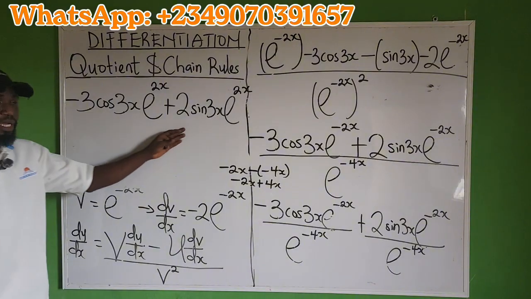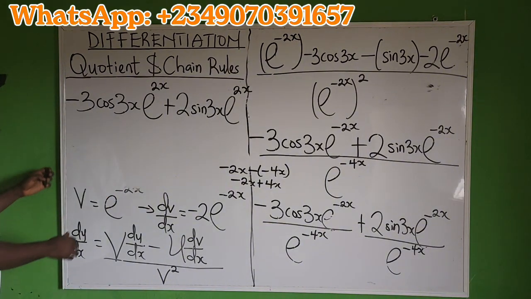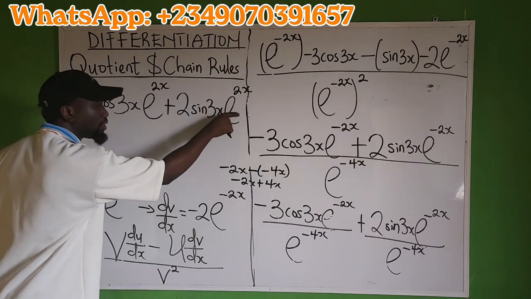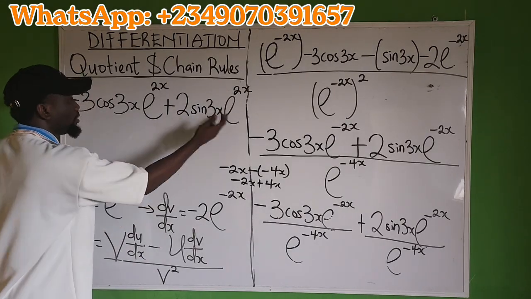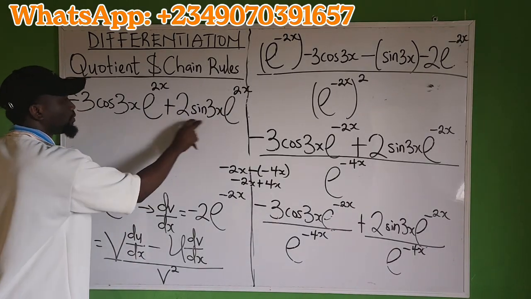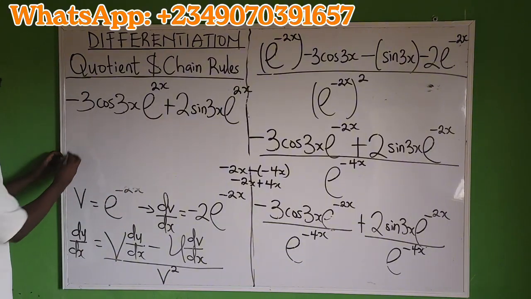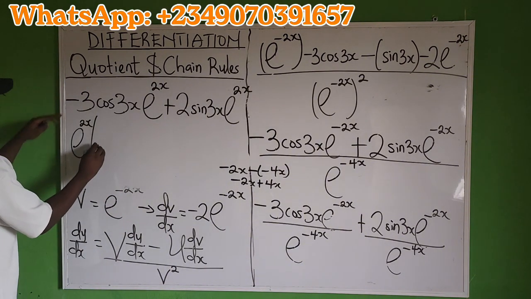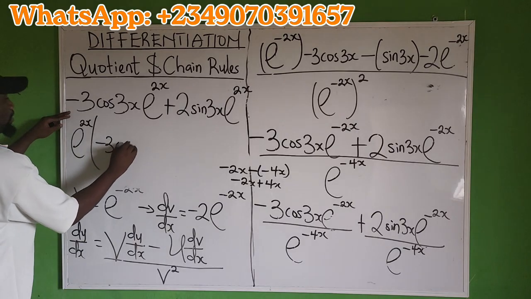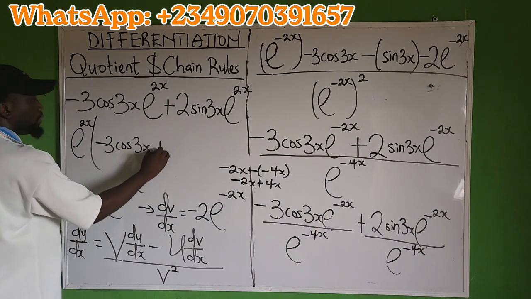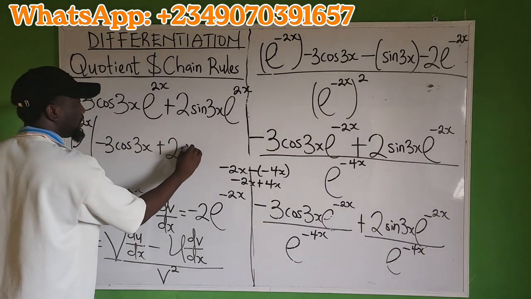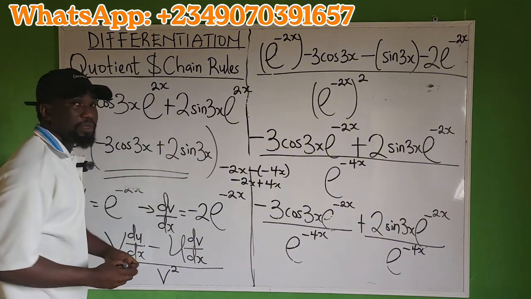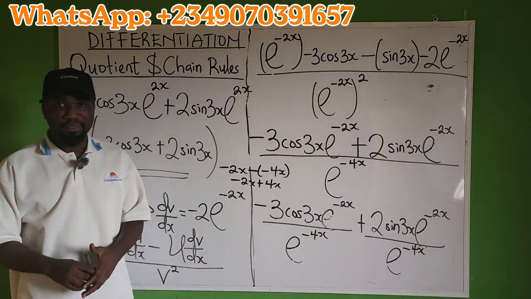I can leave my answer like this, but we can say that we have exponential 2x here and also exponential 2x here. So they are common at this side, also at this side. So I can bring this out by saying exponential 2x, then into bracket, minus 3 cos 3x plus 2 sine 3x. So this will be the final answer.